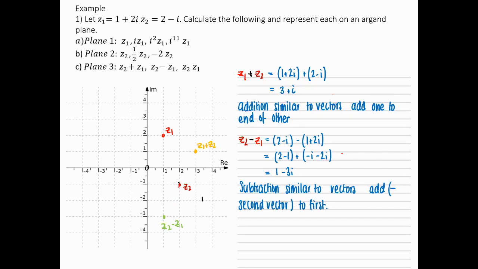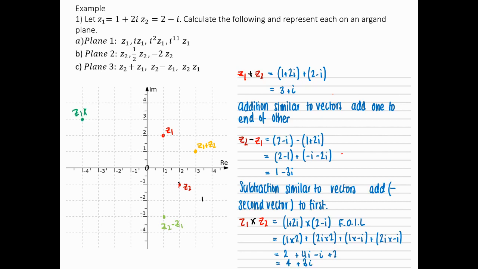Complex numbers are not vectors, but sometimes they tend to act like them geometrically. z1 times z2, this is my favorite one. So 1 plus 2i times 2 minus i. Remember, complete FOIL: we'll have 1 times 2, plus 2i times 2, plus 1 times minus i, and then plus 2i times minus i. I'll get 2 plus 4i minus i, and then the last bit, well, 2i times minus i, that will give me 4 plus 3i.